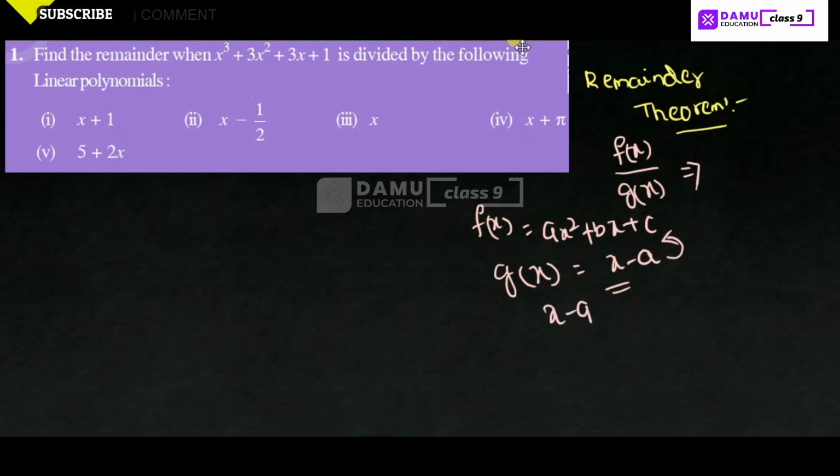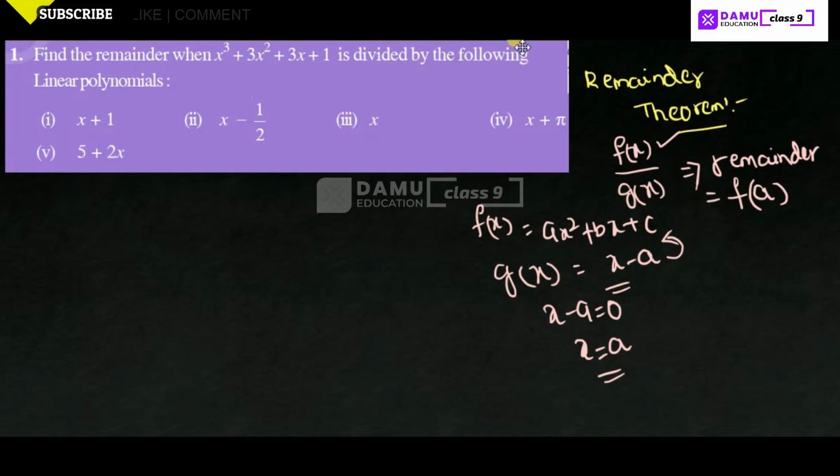That means x minus a is equated with 0. After substituting the value, the result is called the remainder. So x will be equal to a, and then the remainder will be f of a. The x value from g of x, if you substitute it in f of x, is the remainder. So this is the remainder theorem.